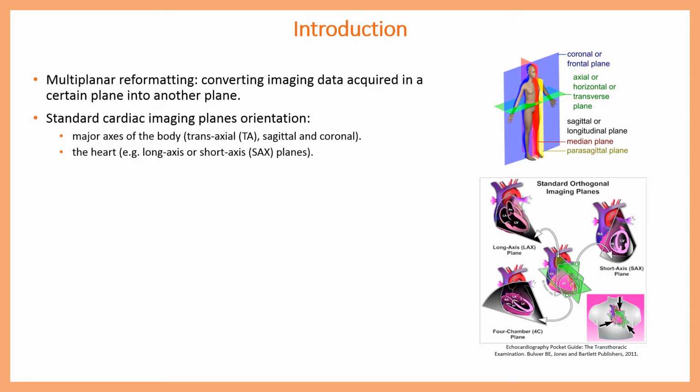Multiplanar reformatting refers to the process of converting imaging data acquired in a certain plane into another plane. Basic standard cardiac imaging planes include planes that are oriented with respect to the major axis of the body, and planes that are oriented with respect to the heart, as illustrated here.